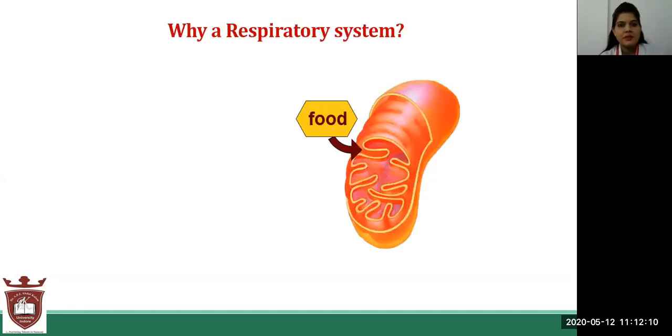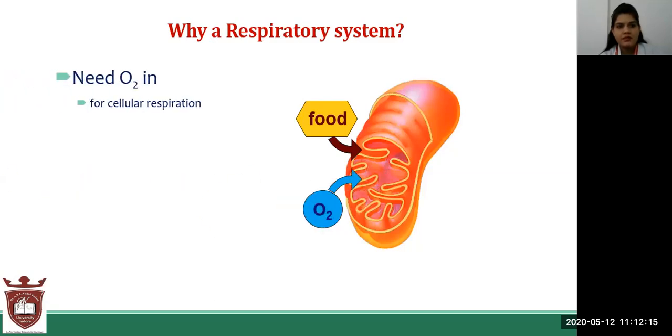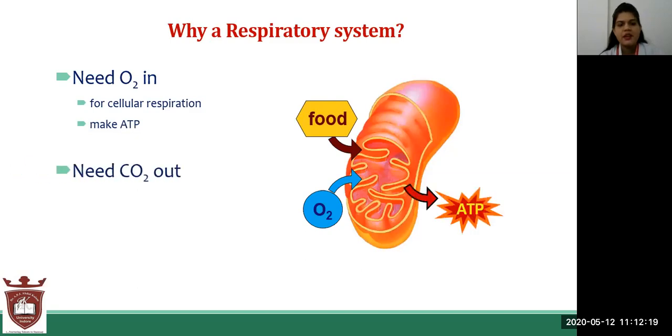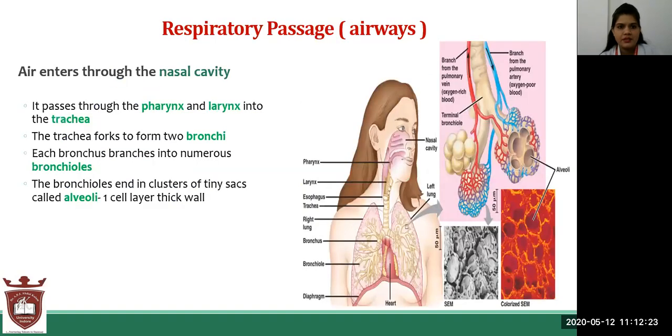So, why the respiratory system? The respiratory system needs oxygen for cellular respiration and to make ATP, isn't it? And why does it need CO2 out as a waste product? Here we'll see the respiratory passage, meaning airways. Air enters through the nasal cavity, then it moves to the pharynx, larynx, and then into the trachea.